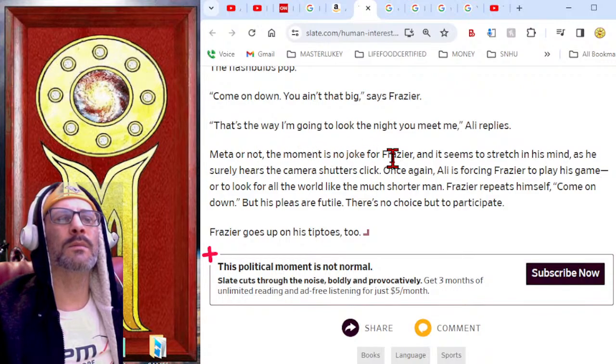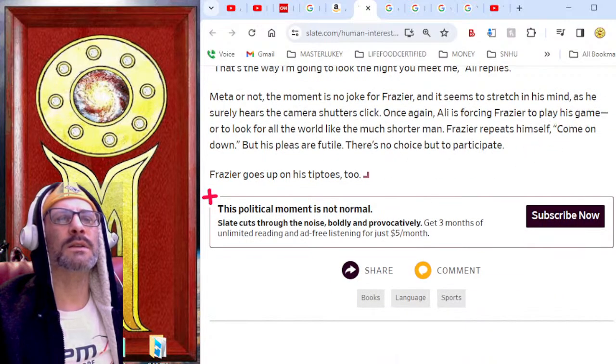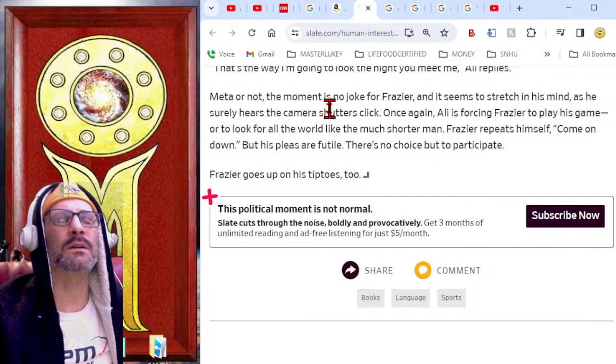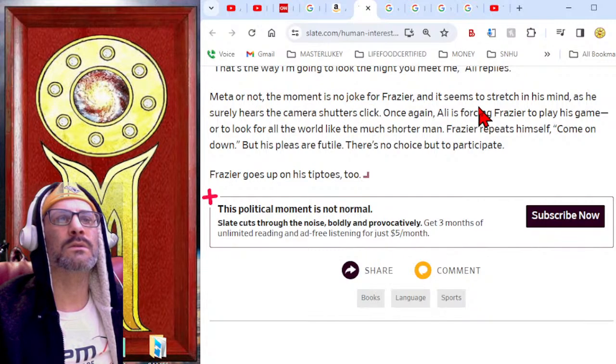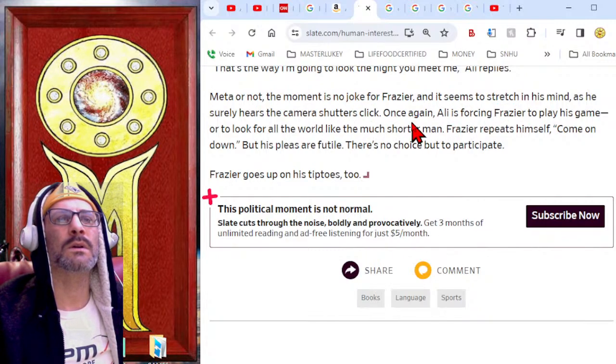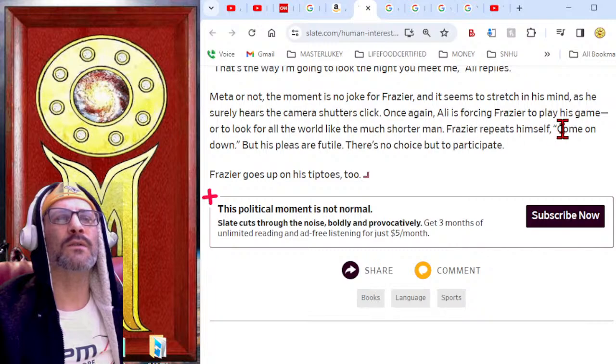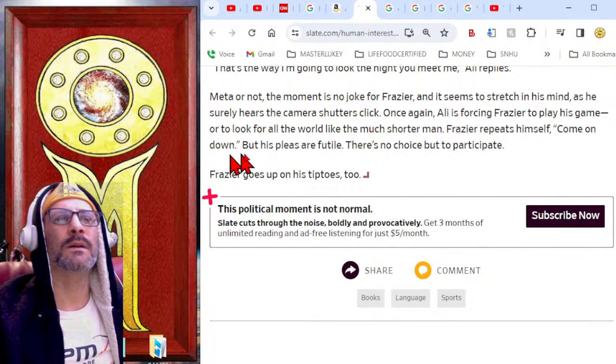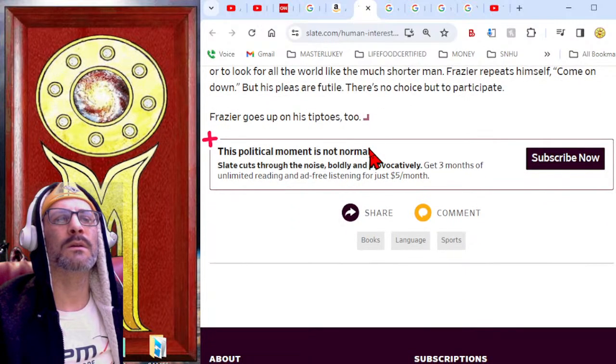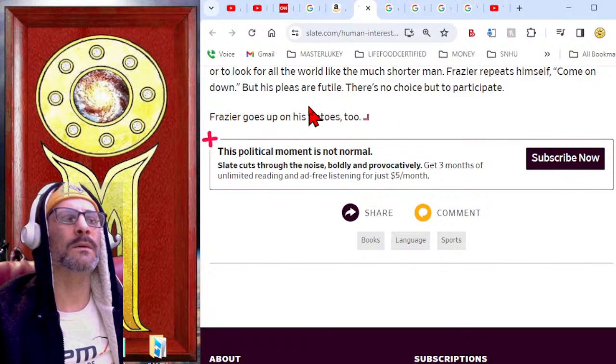Meta or not, the moment's no joke for Frazier, and it seems to stretch his mind as he surely hears the camera shutters click. Once again, Ali's forcing Frazier to play his game, or to look for all the world like the much shorter man. Frazier repeats himself, "Come on down," but his pleas are futile. There's no choice but to participate. Frazier goes up on his tiptoes too. Wow.